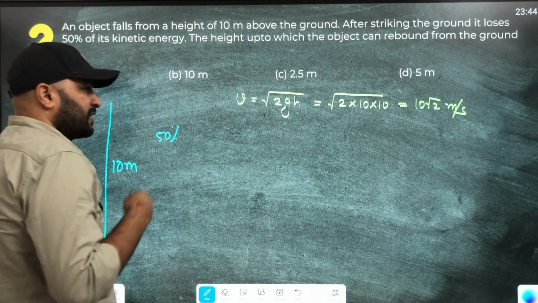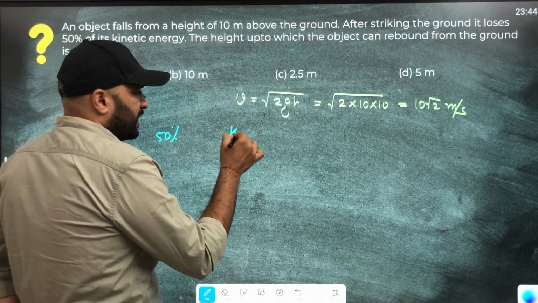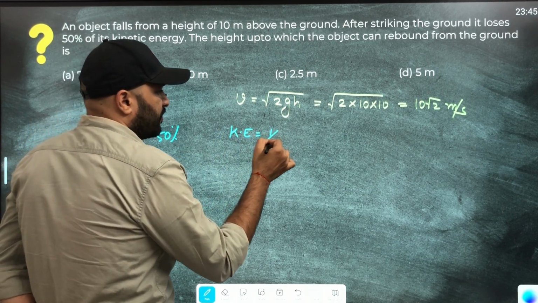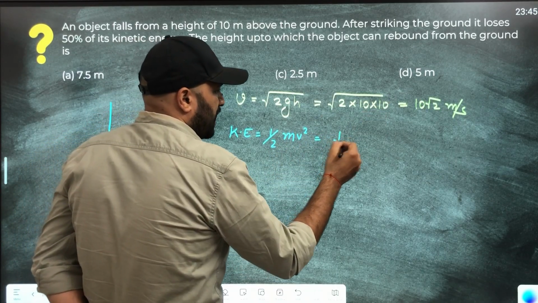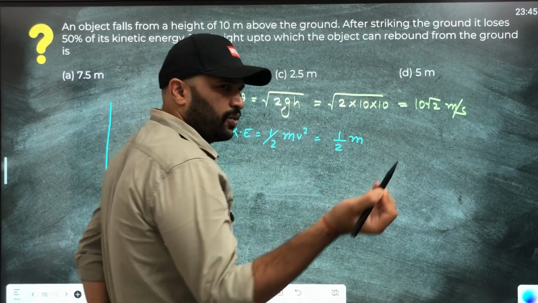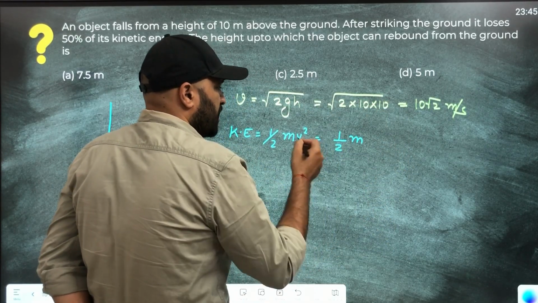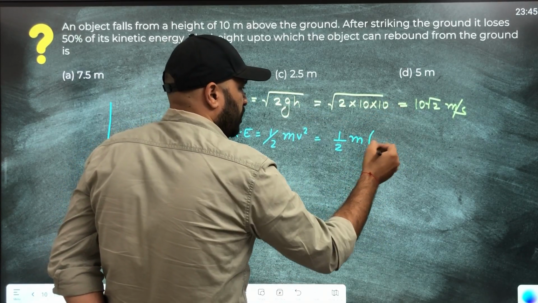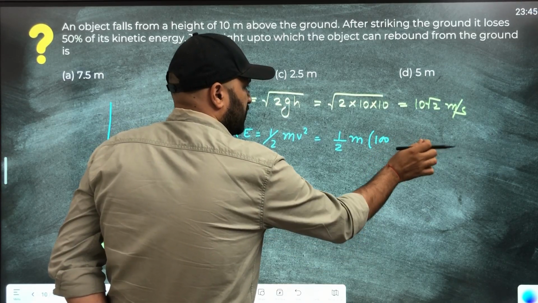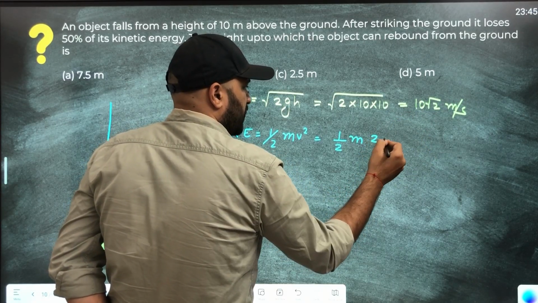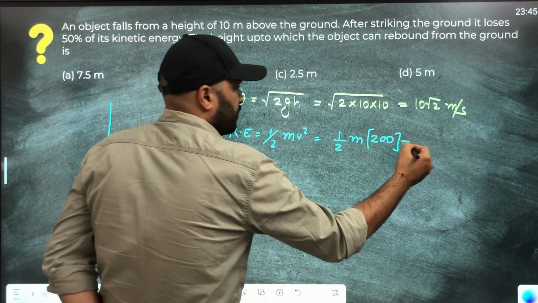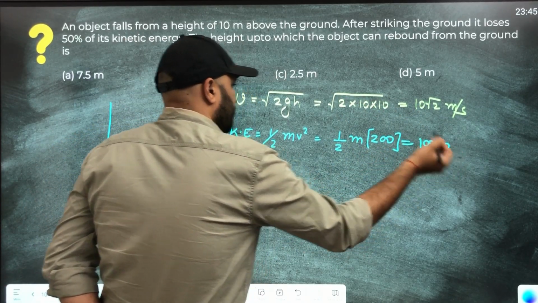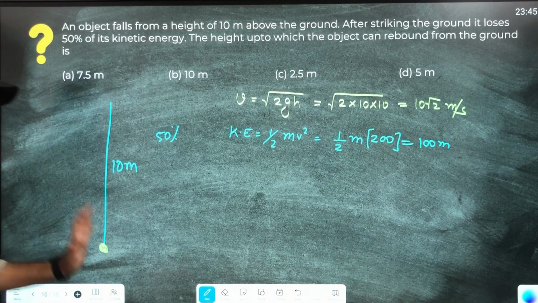So if it is hitting with this particular velocity, what is the kinetic energy? Kinetic energy here is half mv square. Sir, mass we don't know. Let's keep it as m only, we don't require it. Let's see how. And v square will be how much? 100 into 2, that will be 200, squaring that particular thing, again you will get 200. So removing the half, you will get 100 m. This is our kinetic energy with which it hits the ground.